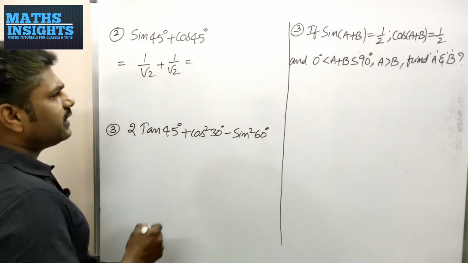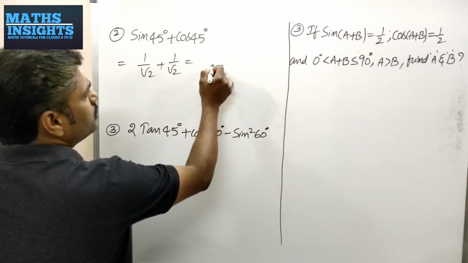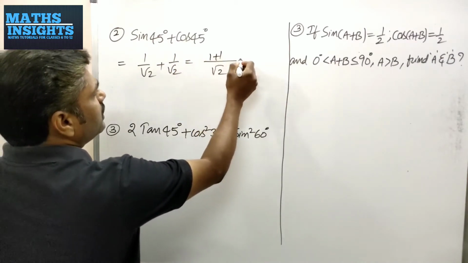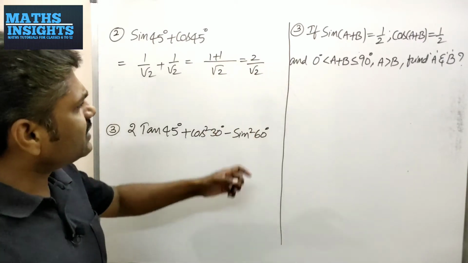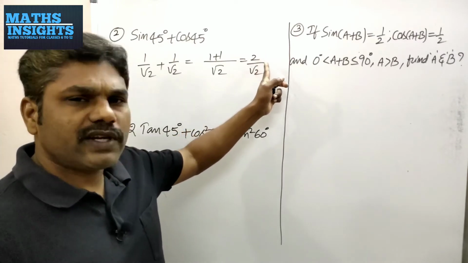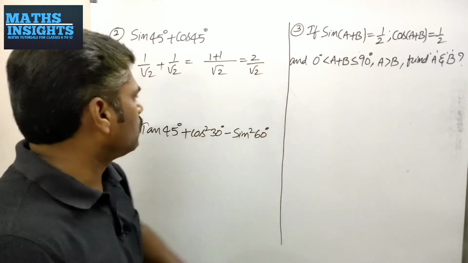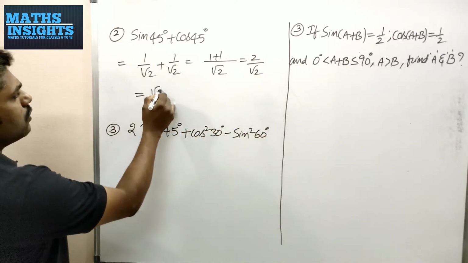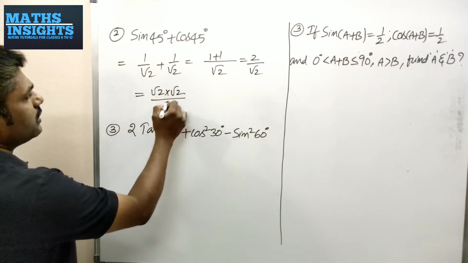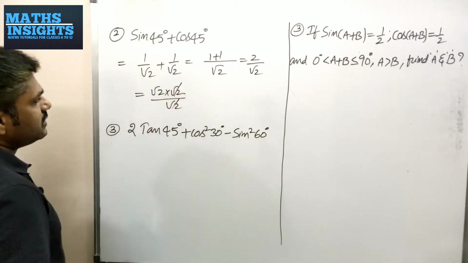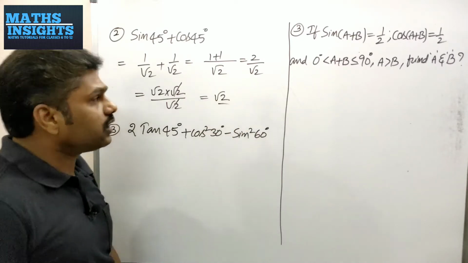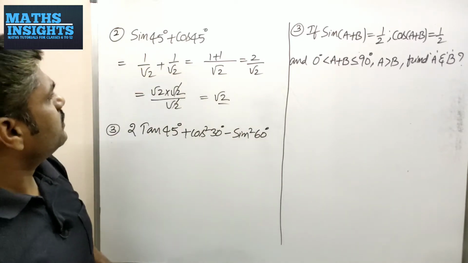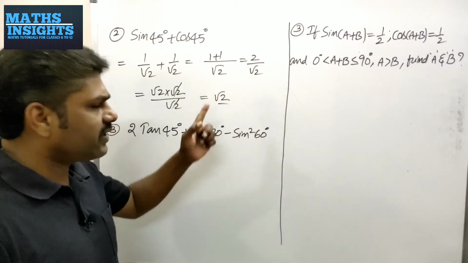If you take the LCM as root 2, then you will have 1 plus 1, that is equal to 2 by root 2. You may further simplify this. 2 can be written as root 2 into root 2, so that is root 2 into root 2 by root 2. If you cancel one root 2, then you will get the answer root 2 for sine 45 degrees plus cos 45 degrees. It's very simple.